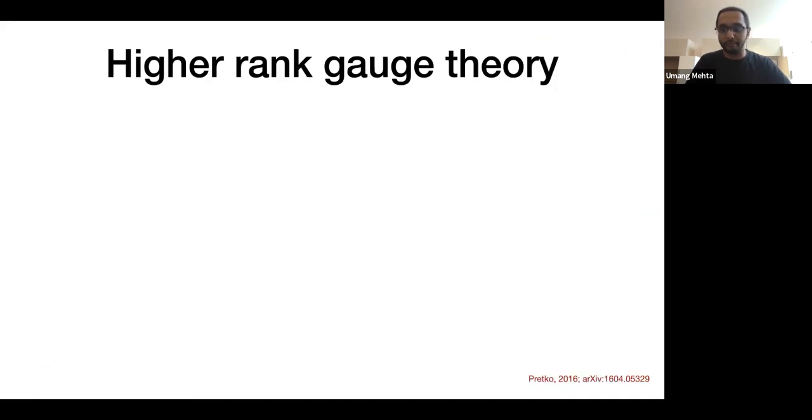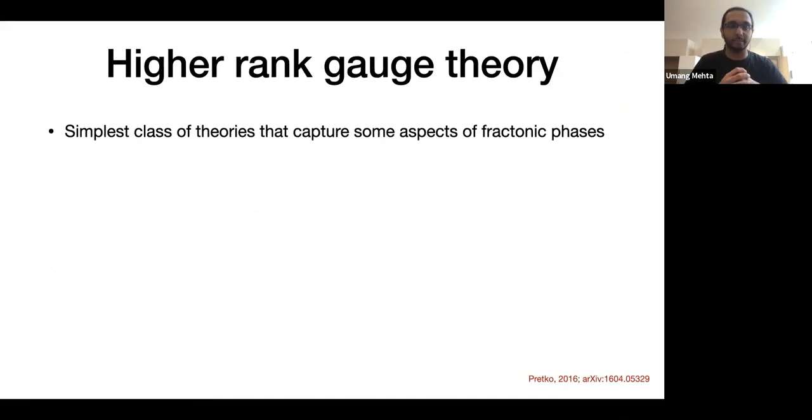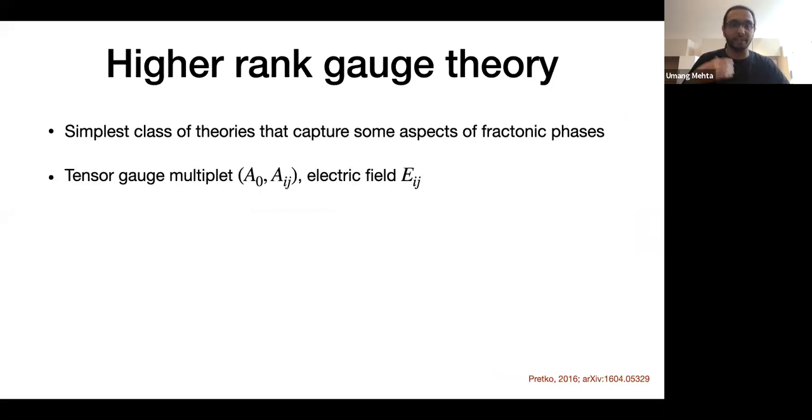Okay, so moving on to higher rank gauge theory. Higher rank gauge theory is basically a simple class of theories that captures some aspects of fractonic phases, even though not all. In particular, the fact that the excitations have restricted mobility. One constructs higher rank gauge theory by starting with a tensor gauge multiplet that consists of the usual electrostatic potential A0, but instead of a vector potential, one can have a tensor potential or something with higher indices. For this slide, I'll mainly focus on the simplest version of it, which is scalar charge theory.